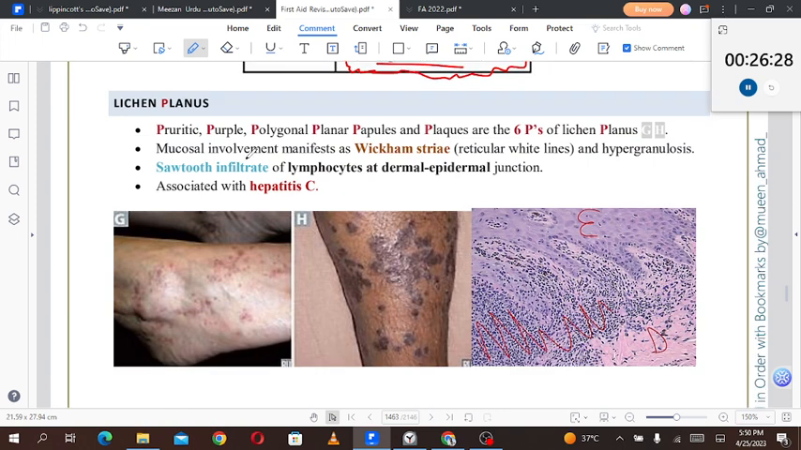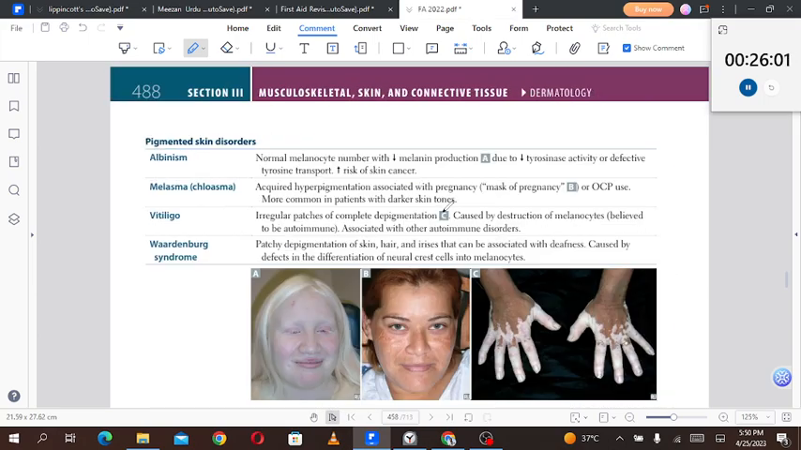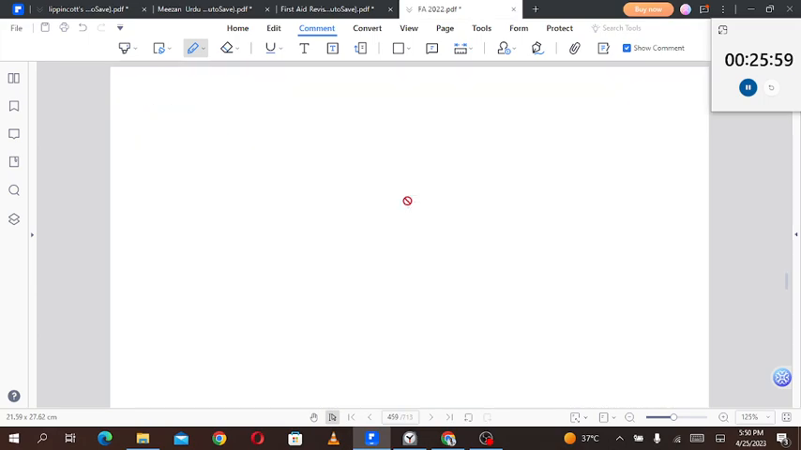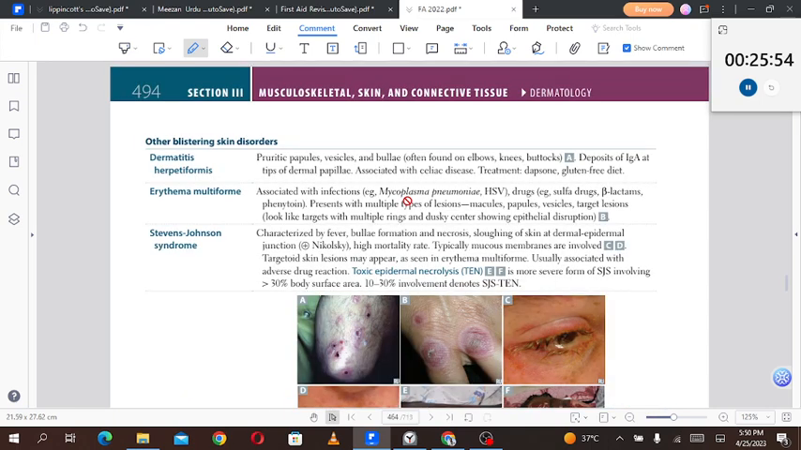Talking about lichen planus, there are a lot of P's, 6 P's for lichen planus: pruritic, purple, polygonal, planar, papules, and plaques. So these are pruritic, purple, polygonal, planar, planar or plantar, I guess it must be plantar. Polygonal, planar, papules. Okay, so lichen planus.